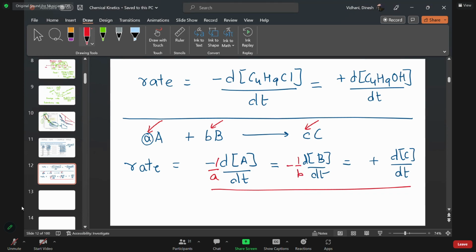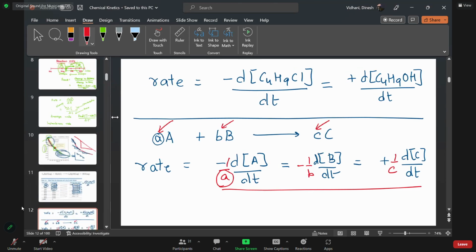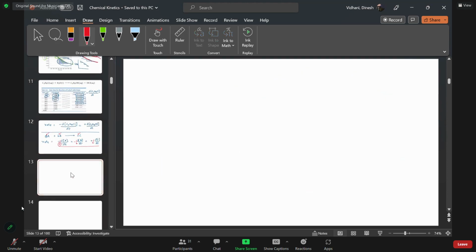1 over B. And the third one is 1 over C. So you need to divide the rate by that coefficient. And that will give you the rate in terms of A, rate in terms of B, and rate in terms of C. Now, let's apply this in one of the scenarios.